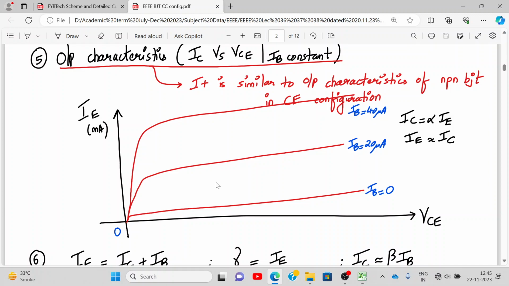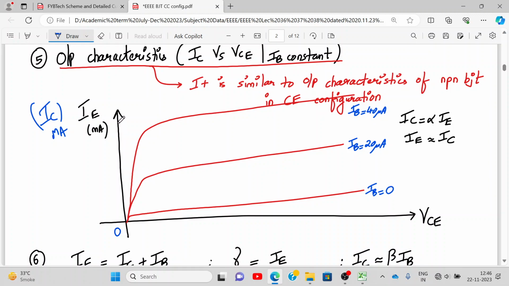In the common emitter output characteristics, on the y-axis we had IC instead of IE, and IE and IC are almost the same. So whatever justification we give for the output characteristics in common emitter remains the same over here, exactly the same, and I covered that yesterday. And we have just discussed today that the collector current and emitter current are almost the same. That's why the graph is also similar.